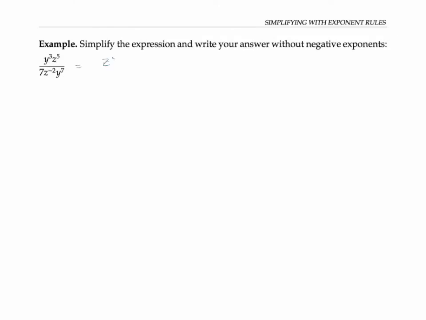I'm using the principle here that a positive exponent in the numerator corresponds to a negative exponent in the denominator. Now, since I have a positive exponent on z in the numerator and a negative exponent in the denominator, and I want to get rid of negative exponents, I'm going to pass the z's to the numerator. A z to the minus 2 in the denominator becomes a z to the plus 2 in the numerator.